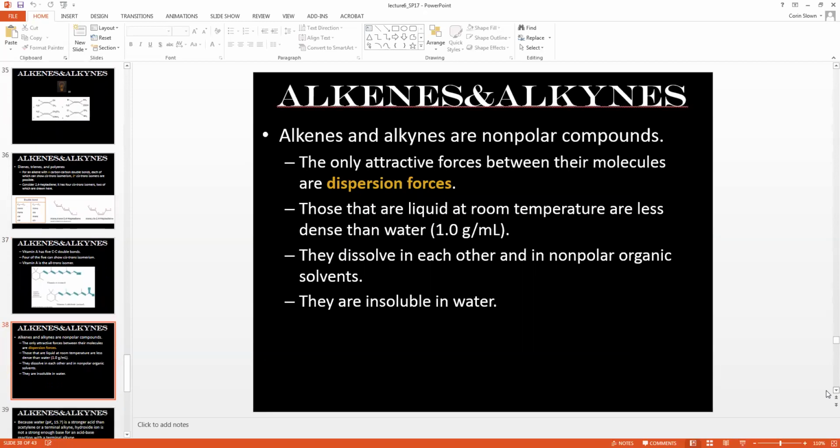There are some properties that are worthwhile thinking about for alkenes and alkynes. These are non-polar compounds. The only attractive forces between the molecules are dispersion forces or London dispersion forces. Those compounds that are liquid at room temperature are less dense than water. They have a tendency to dissolve in each other and in nonpolar organic solvents, and they're insoluble in water.